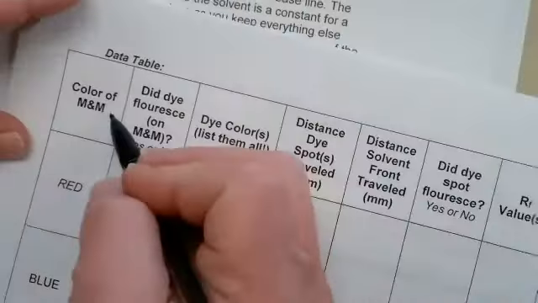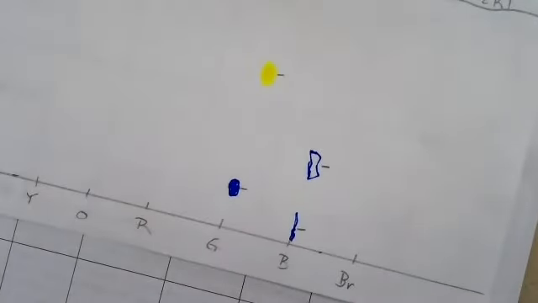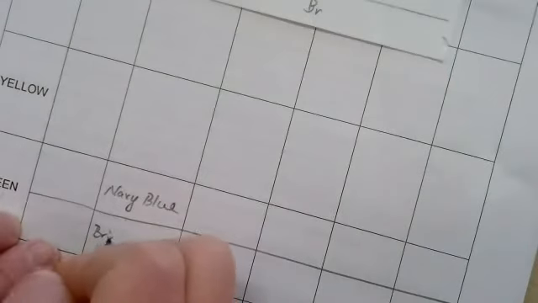So let's say the green. I'm going to show you an example of what I would do. So the green M&M, the dye color, I got 2 different colors. So I'm just going to divide this into 2. And remember, we want to go more descriptive than just base color. So this, I'd say a navy blue. And then I'm going to say that's a bright yellow.